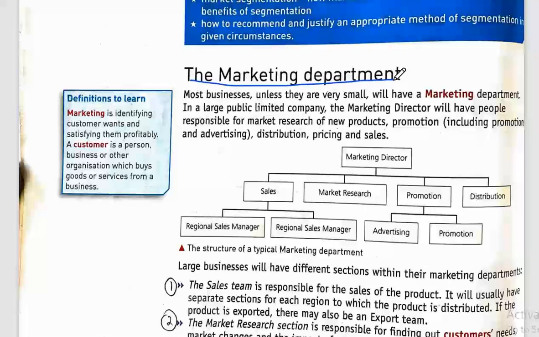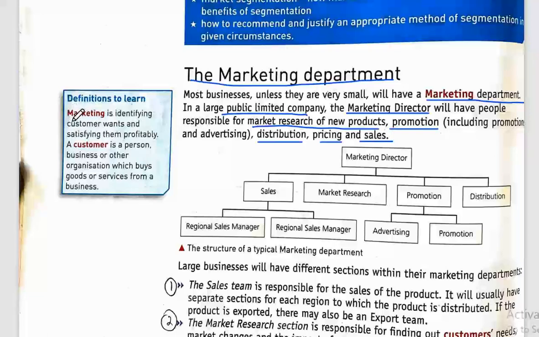Most businesses, unless they are very small, have a marketing department, especially the large businesses. It's usually for the private limited companies or the public limited companies. Usually, there is someone called the marketing director. He is the person responsible for different tasks within the marketing department, such as market research for new products. He's responsible for the promotion part and the advertisements. He's responsible for the distribution, the prices, and the sales part.